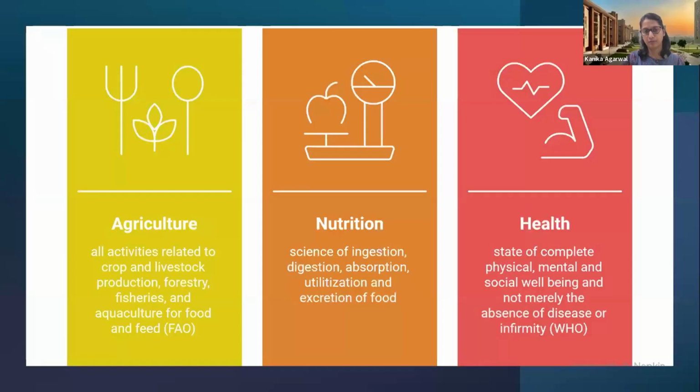We'll briefly look at the definitions. Agriculture is all the set of activities related to crop and livestock production, forestry, fisheries, and aquaculture for food and feed. Nutrition is defined as the science of ingestion, digestion, absorption, utilization, and excretion of food. And health encompasses nutrition, looking at a state of complete mental, physical, and social well-being, and not just the absence of disease or infirmity.